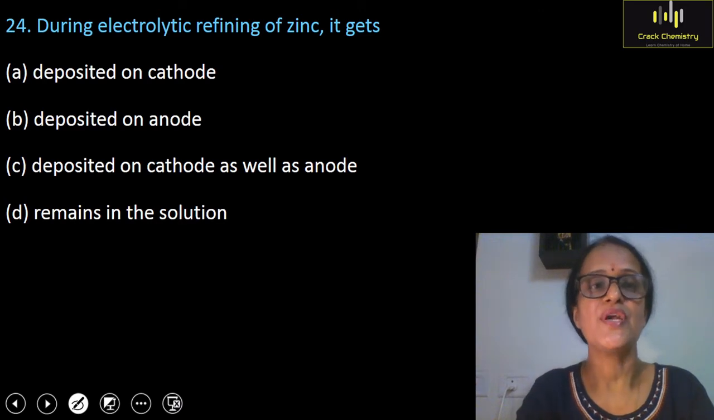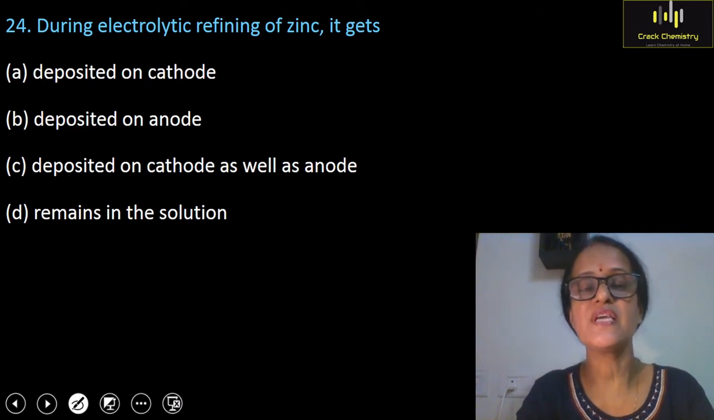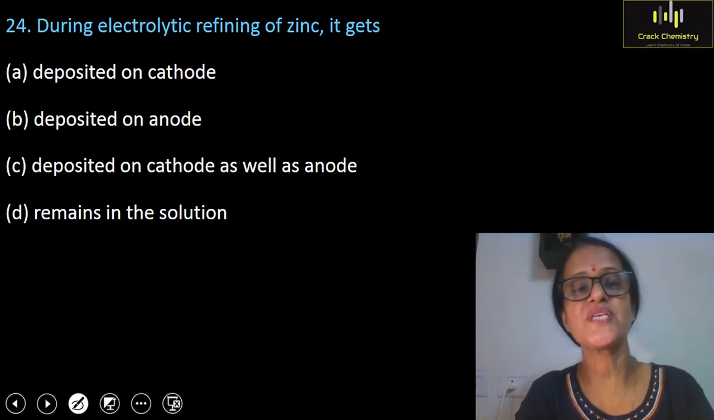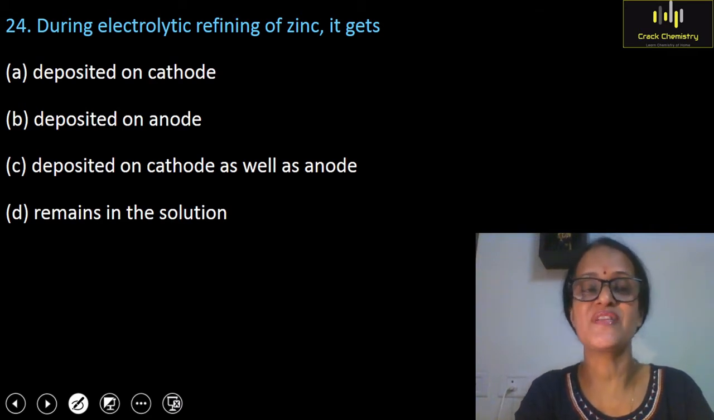Now next question. During electrolytic refining of zinc, it gets deposited on cathode, deposited on anode, C option is deposited on cathode as well as on anode, and D option is remains in the solution. So again, we will try to understand the electrolytic refining of zinc with the help of the diagram.